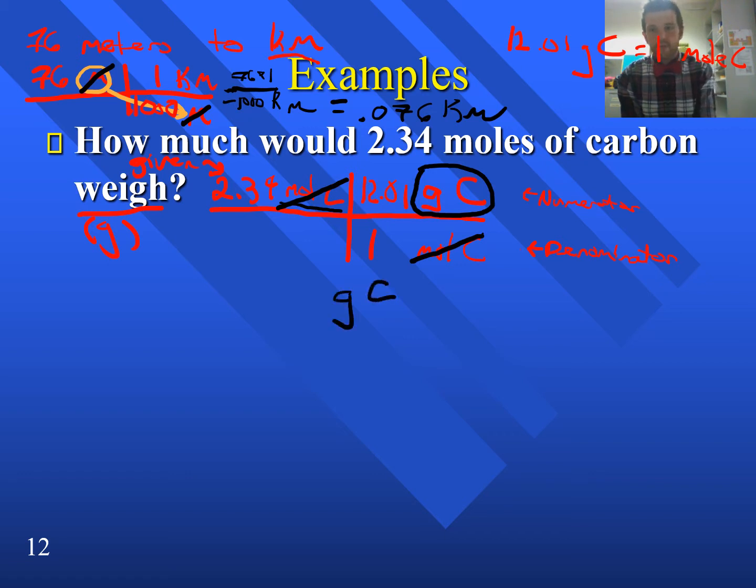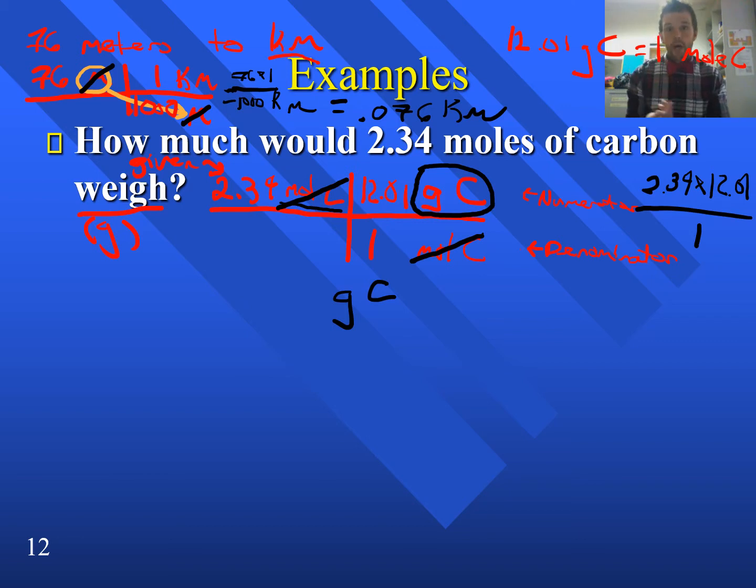And then I'm going to just do 2.34 times 12.01 divided by 1. And I'm going to put that in my calculator. I know how to use a calculator. I don't know how to use a calculator on this program effectively yet. So you'll be seeing me do my calculations off to the side. 12.01, and I end up with an answer of 28.1 grams of carbon.